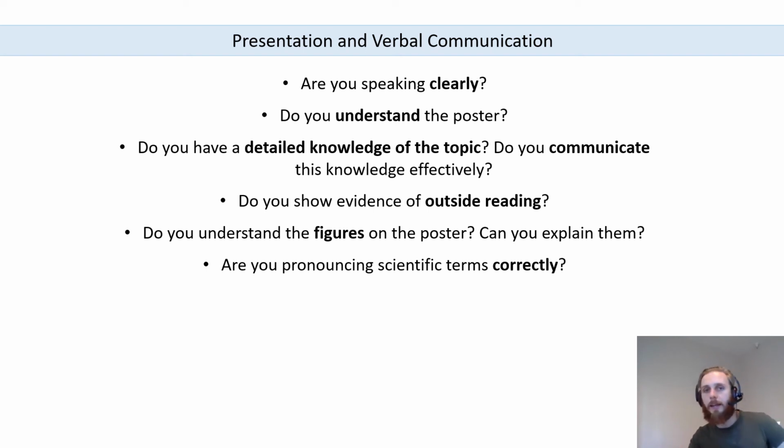What I'm really getting at here is pronunciations that are so egregiously incorrect, and there's no reason for them, that they detract from the poster or they impact communication, really. So yeah, just something to think about. Please do try to make sure you're pronouncing scientific terms correctly.